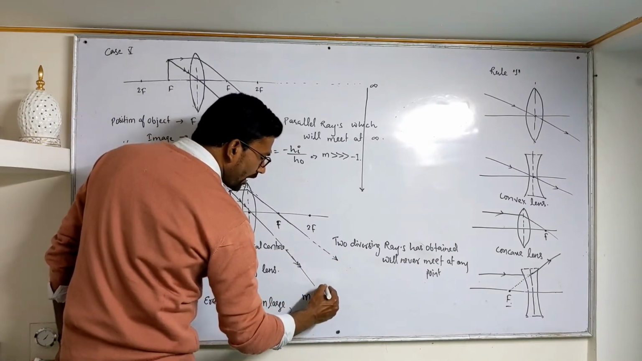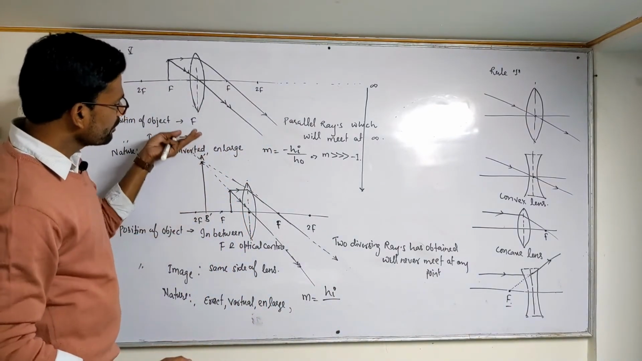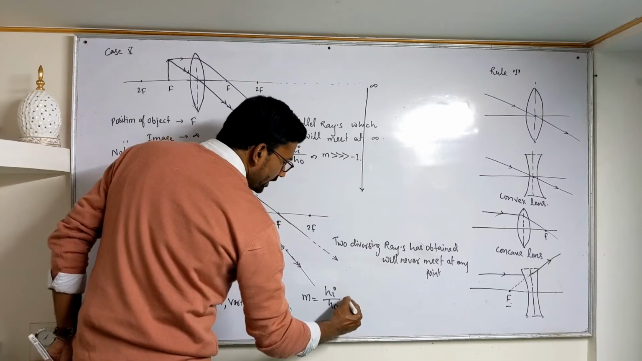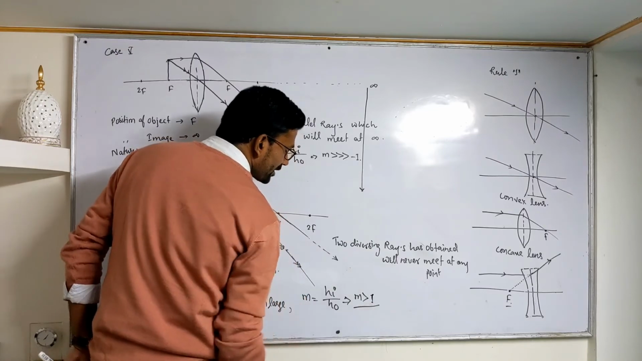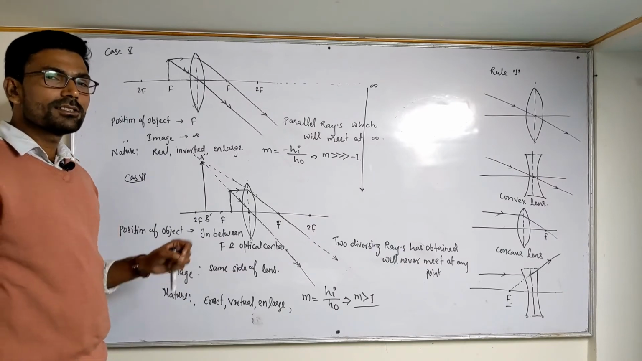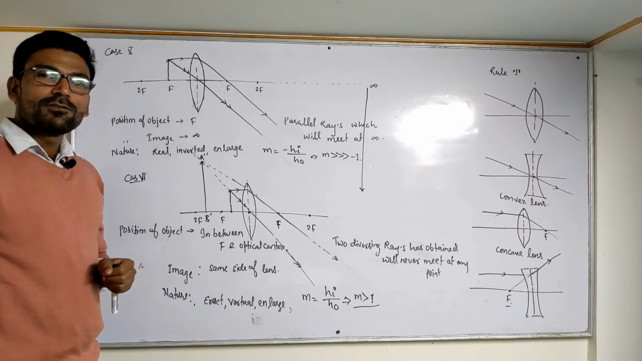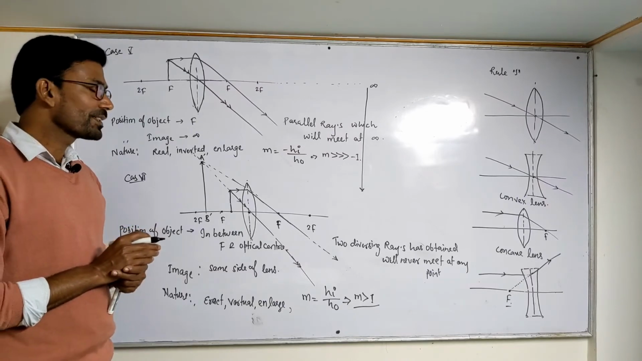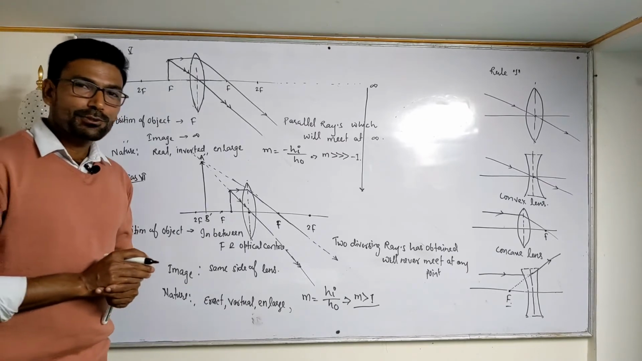M is equal to the height of the image, which should be taken positive because it is formed above the principal axis, divided by the height of the object, and we will get M much greater than 1. So this magnification is also greater than 1, and the positive sign represents that the image is erect. These two cases are very important for further study, in which we will discuss optical instruments, say a telescope, microscope, etc.